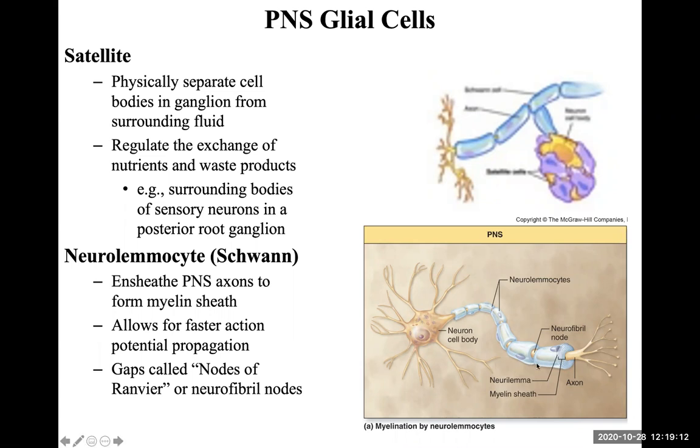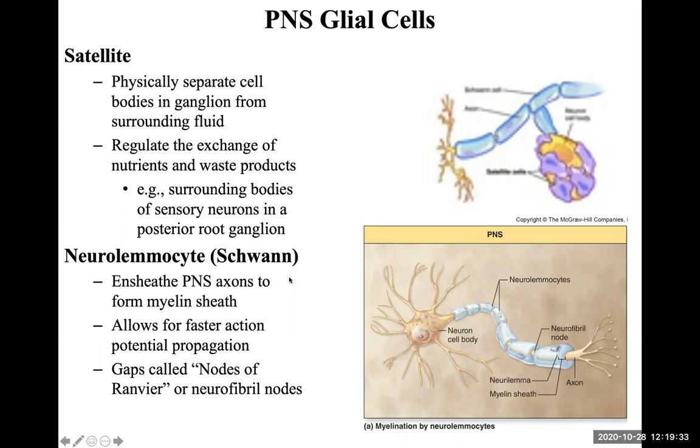You can see here this is showing a multipolar neuron in the peripheral nervous system, the axons in the peripheral nervous system. And this Schwann cell, and for what it's worth I default to just calling these cells Schwann cells instead of neurolemmocyte, because that was the more commonly accepted term when I was learning this material.